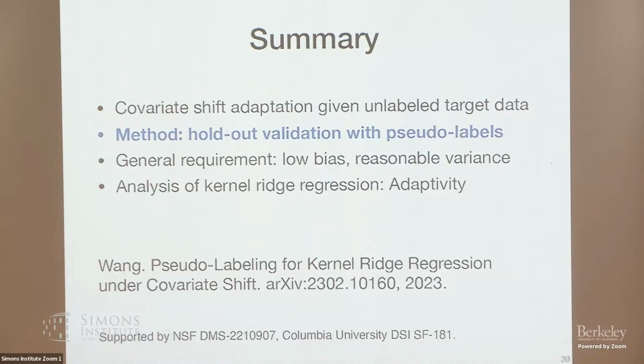Okay, so here's a summary. We tackled the problem of covariate adaptation given unlabeled target data through the method of pseudo-labeling. In the theory part, we first derive a general result for model selection. The general requirement on pseudo-label is to have low bias and reasonable variance. That's the practical guidance. And finally, in the kernel ridge regression example, we can derive adaptivity results.